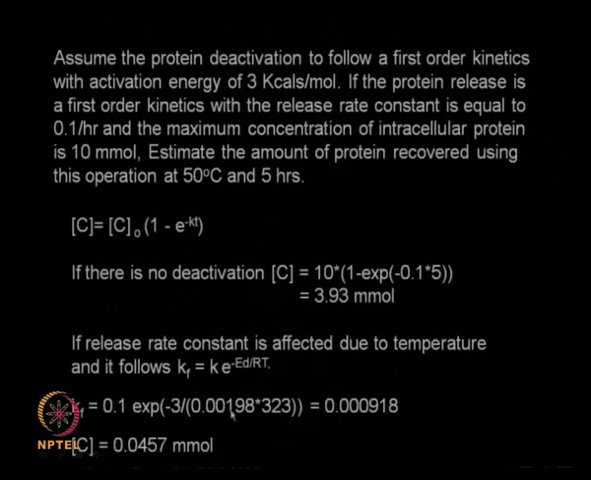R is equal to 1.98 calories per gram mole per Kelvin. I hope you all know that. So I have put 0.001 here. Temperature is 50 degrees centigrade, so 273 plus 50 is 323 K, and in the absence of deactivation the K value is 0.1. So I can put in all these data inside and calculate my Kf.